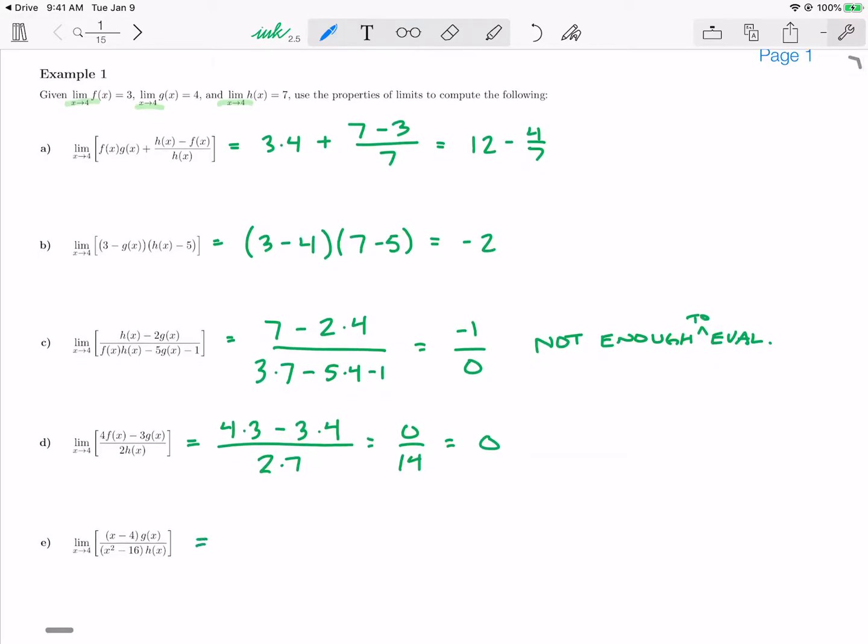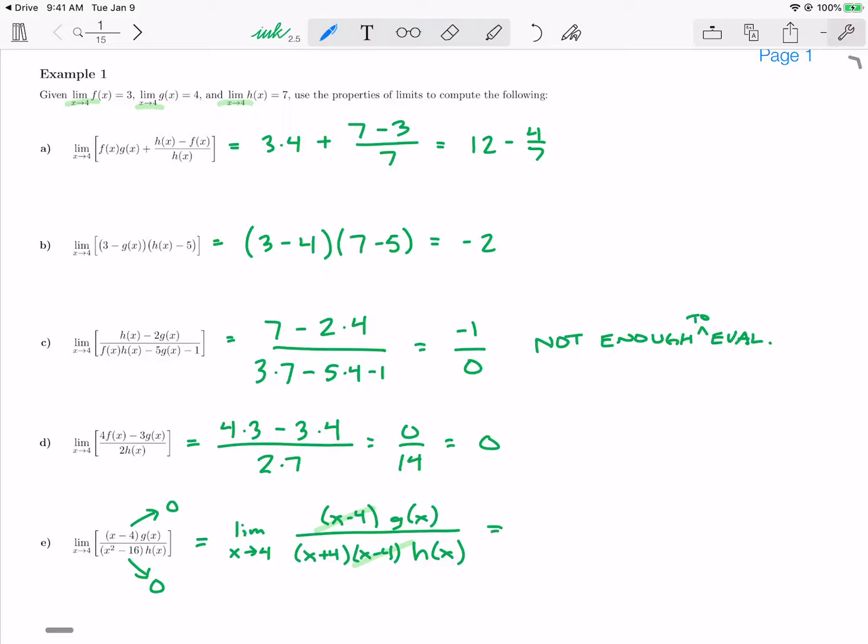And then on this last one, you'll notice that the x minus 4 would evaluate to 0, and the x squared minus 16 would also evaluate to 0. So we're going to have to factor that in the denominator. So we've got the limit as x goes to 4 of x plus 4, x minus 4, difference of squares, times h of x. And then the numerator remains exactly the same. So now we're able to remove the x minus 4's because anything divided by itself is 1. So then now we can just plug in numbers.